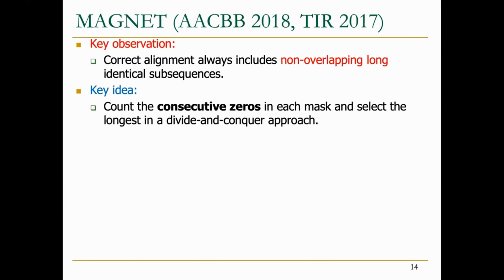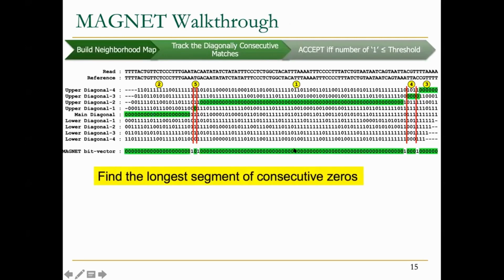Now, the key idea in Magnet is to count the consecutive zeros in each mask and select the longest in a divide and conquer approach. So instead of doing the AND operation, we don't do it here. We just calculate the masks as we do in Gatekeeper. And then we try to count the largest number of consecutive zeros in each mask, and we greedily choose the one with the largest number out of these. Then we divide and conquer the problem into smaller sub-problems and try to solve each sub-problem separately. Let's see an example for that.